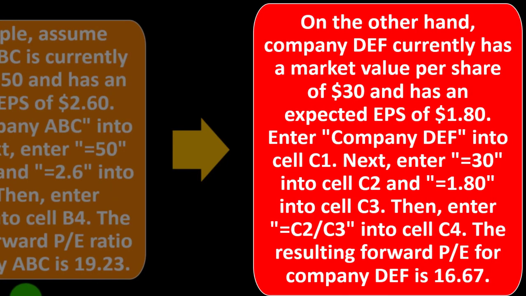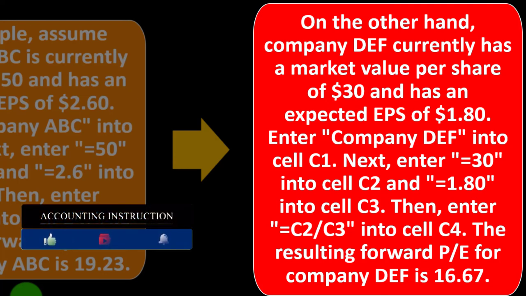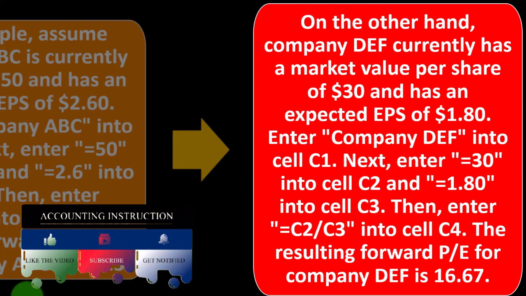On the other hand, company DEF currently has a market value per share of $30 and has an expected earnings per share of 1.8. Enter company DEF into cell C1, next enter 30 into cell C2, and 1.8 into cell C3, then enter =C2/C3 into cell C4. The resulting forward PE for company DEF is 16.67.